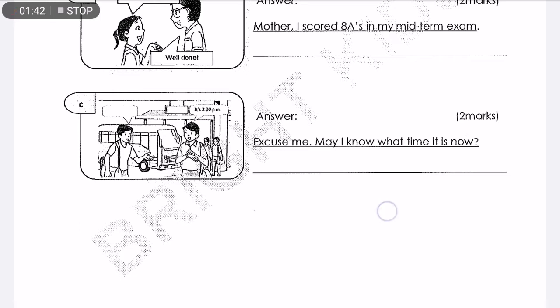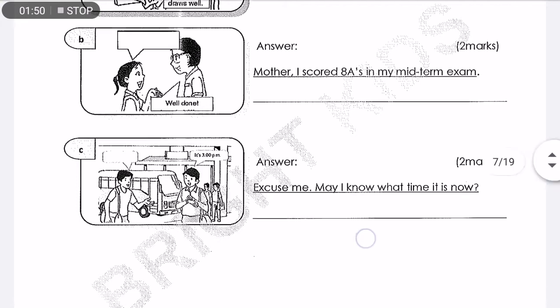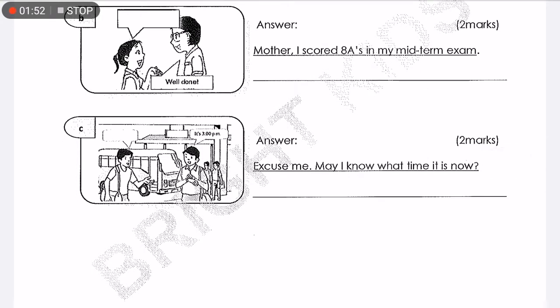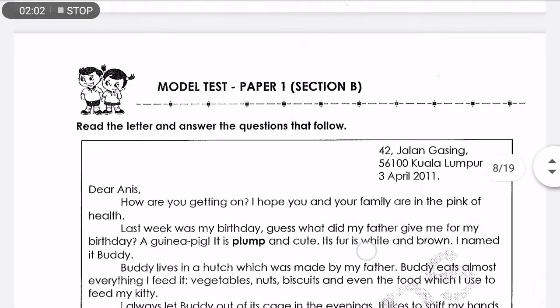Alright, now also take note that for 2 marks questions, you have to put in more detail. So you cannot just ask what time is it now, or what time is it. You've got to put it in a full sentence. All right, now let's look at the next one.